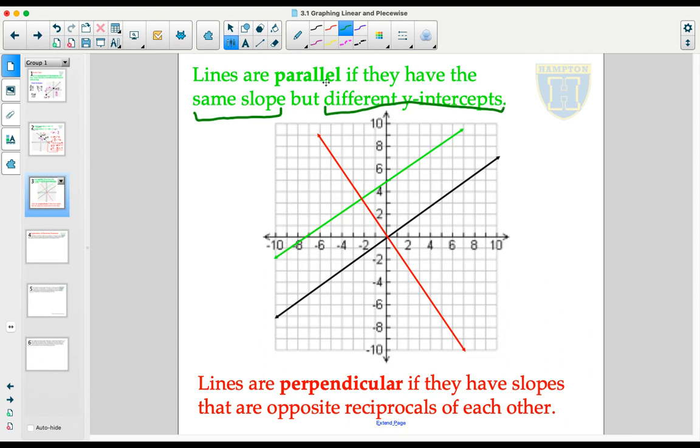Contrast that to the red line, which is perpendicular to the black line. A lot of people think that the perpendicular is just the opposite slope, that it's going the other direction. Unfortunately, it's a little bit more complicated than that. It's actually the opposite reciprocal. So whatever our slope is for the black line, we want the opposite reciprocal of that as the slope for the red line.